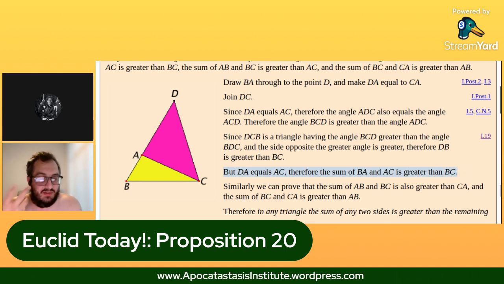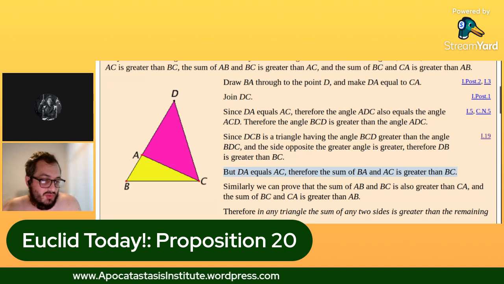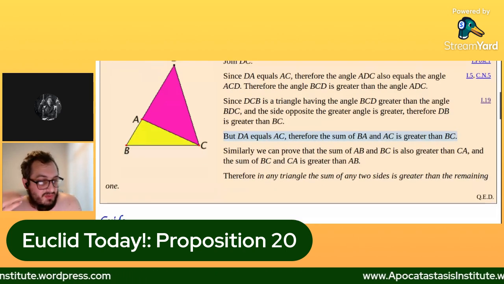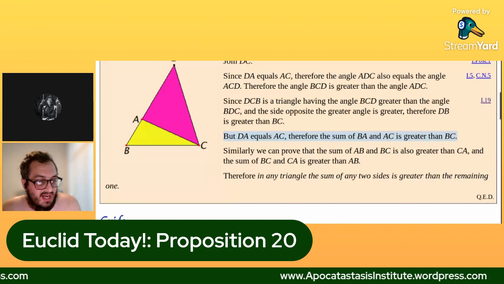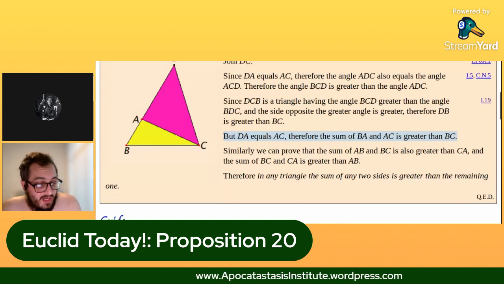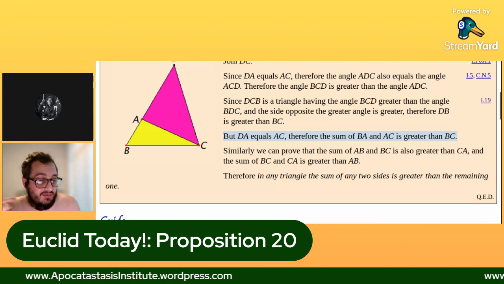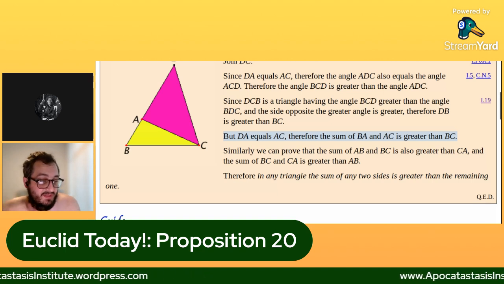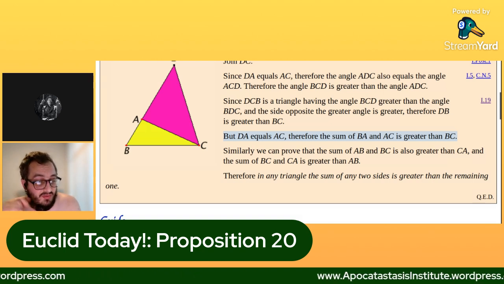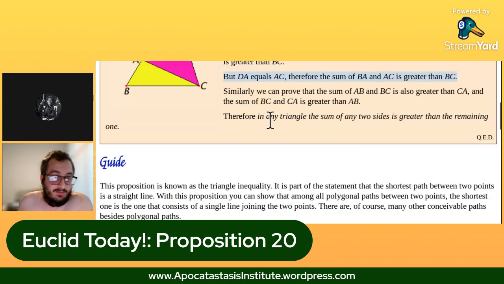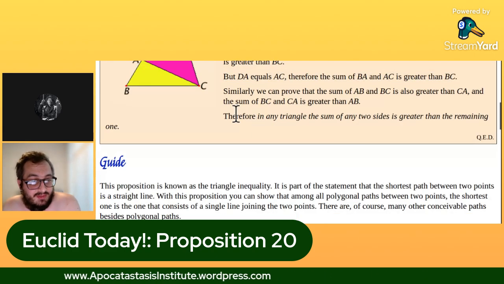We're left as an exercise to show that this is true for the other sides. You just simply repeat this process. You do the exact same thing on each side, and without loss of generality, you will show that the sum of any two sides is greater than the other side. All right. Any questions?